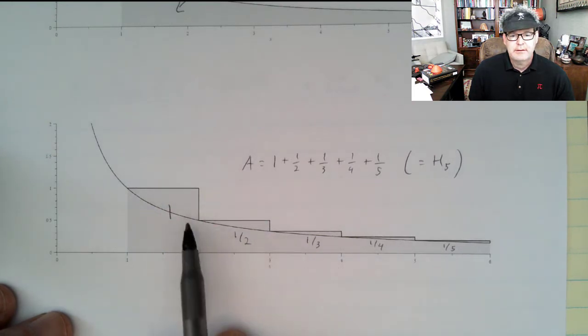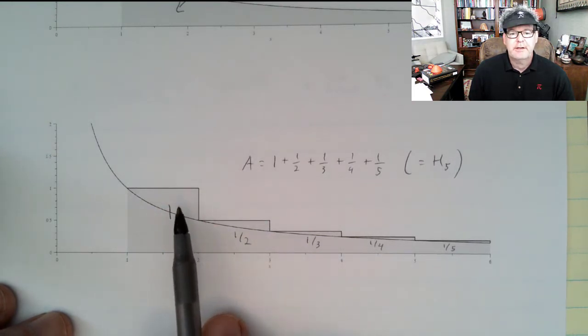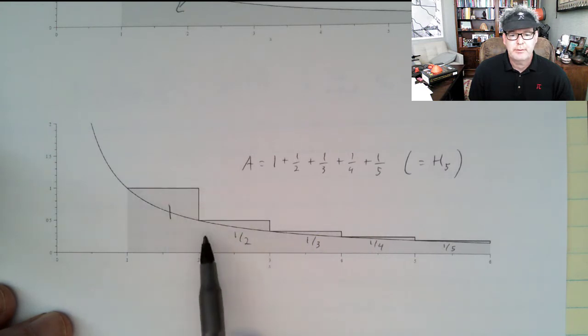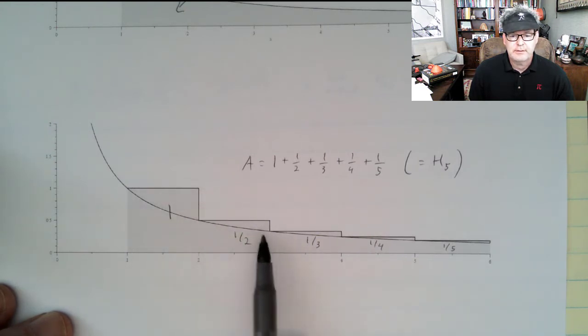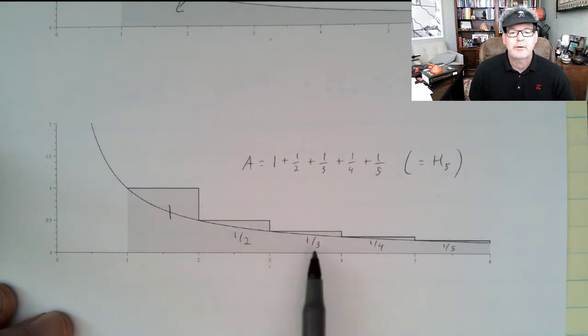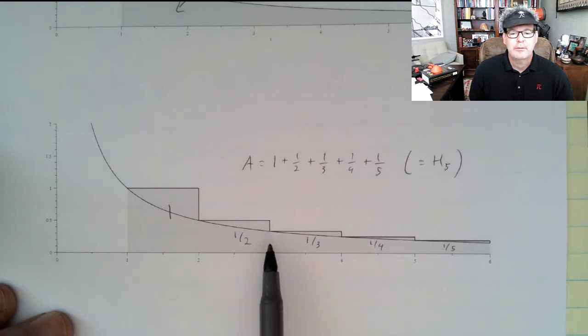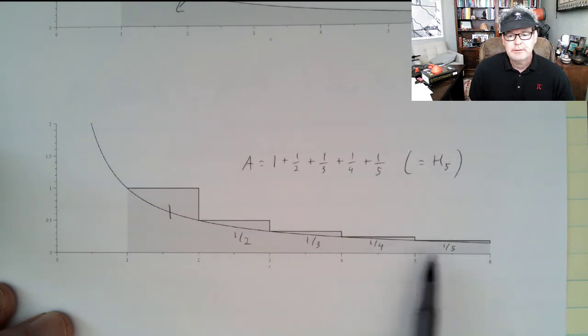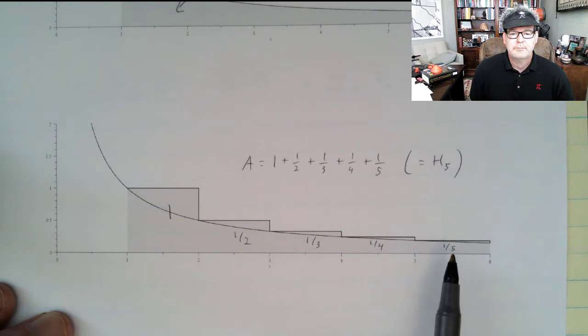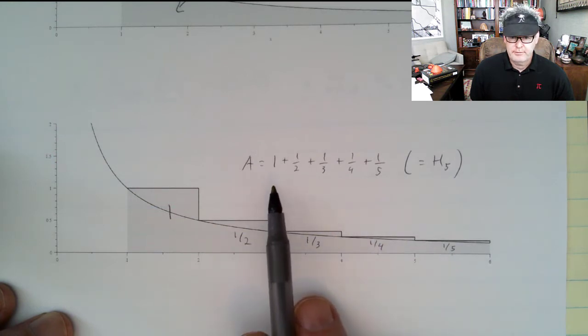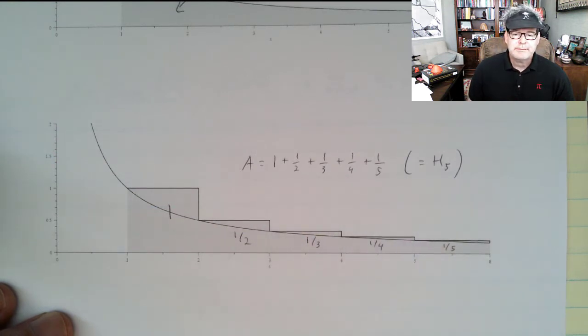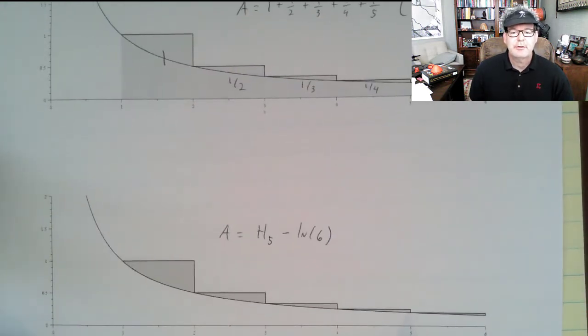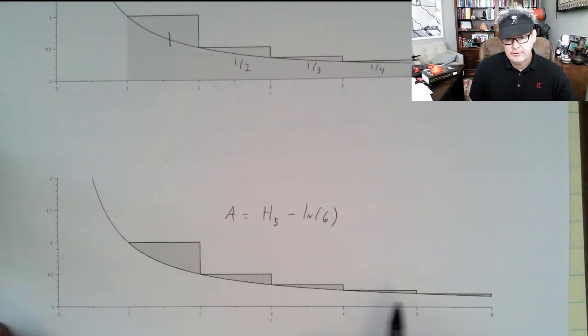Then this series, or this area, is 1, because the base is always 1, plus then the area of that rectangle would be 1/2, base times height. This would be 1/3, right? There's 3, 1 over x, this height is at 1/3. This will be at 1/4, and this will be at 1/5. So this represents the area of this sum, h5. So if I subtract the two, you get just that.